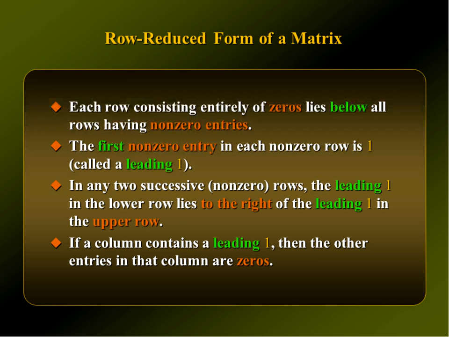Now next, row reduced form. Each row consisting entirely of zeros lies below all rows having non-zero entries. The first non-zero entry in each non-zero row is 1, called the leading one. In any two successive non-zero rows, the leading one in the lower row lies to the right of the leading one of the upper row. If a column contains a leading 1, then the other entries in that column are 0.